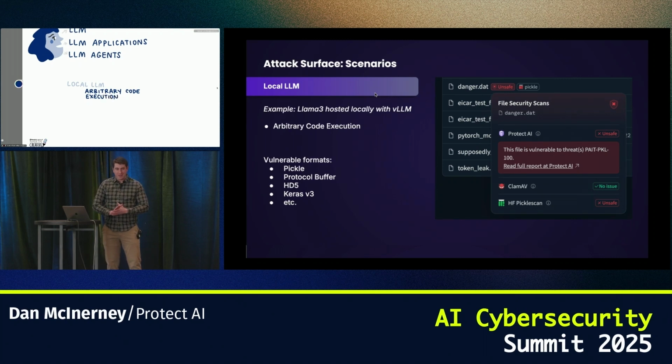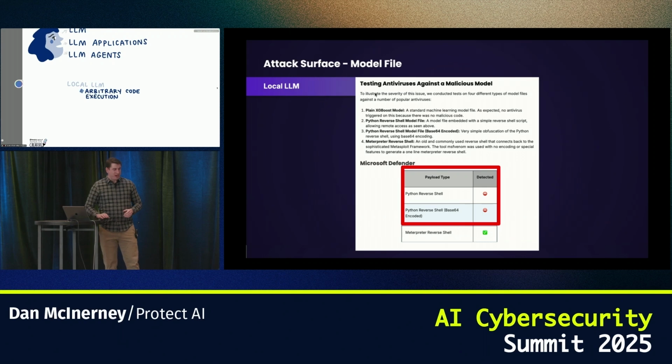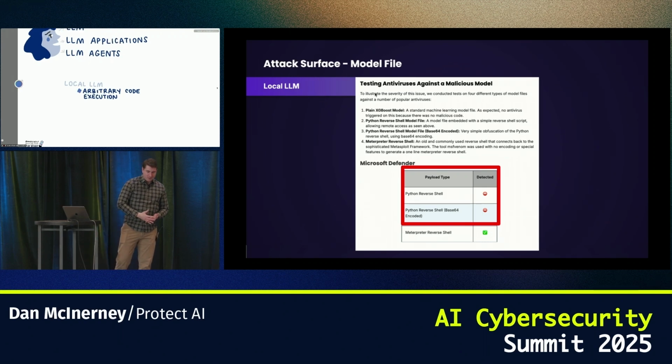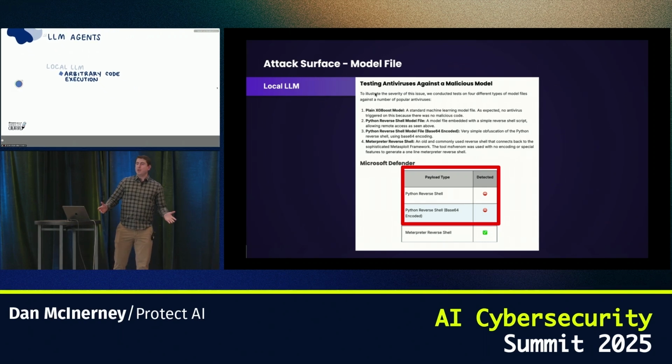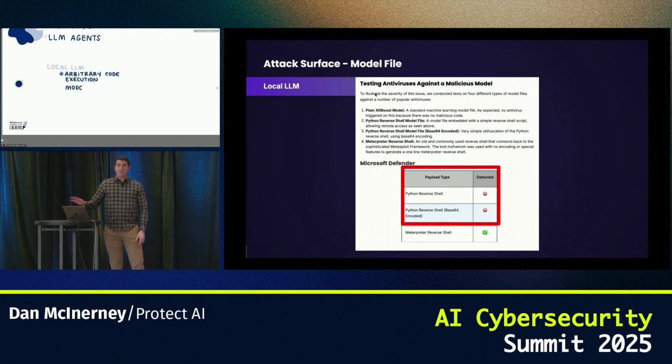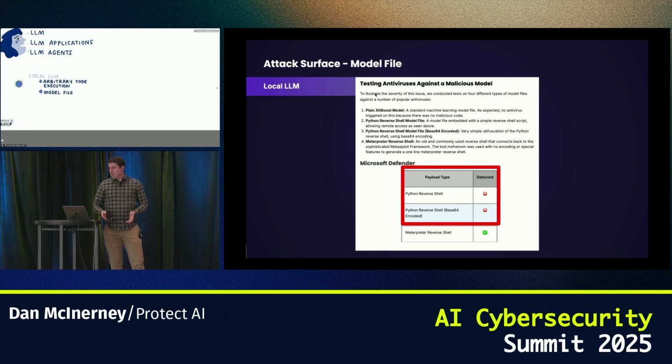doesn't find almost anything. I did some research on this previously, and I found that model files with very obvious payloads, like a Python reverse shell that you might see on a Hacking 101 website, antiviruses do not detect this. They just get right by Defender, like the most basic. The only one found was a Meterpreter reverse shell, and that's likely because of a string search for the word Meterpreter, but a basic Python reverse shell bypassed the vast majority of antivirus solutions.